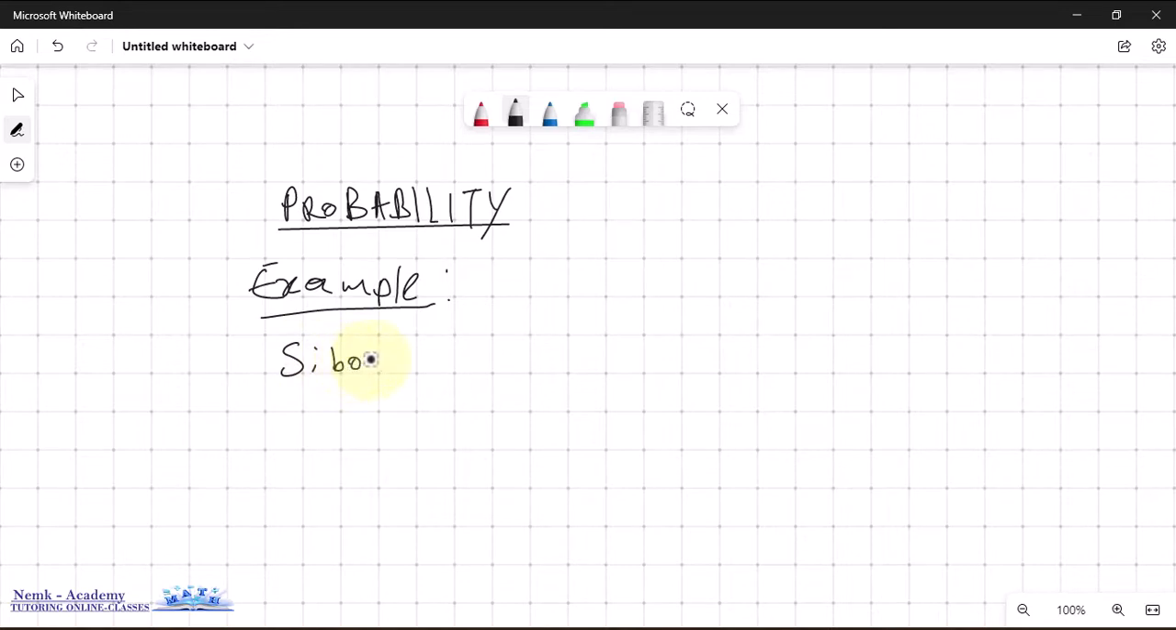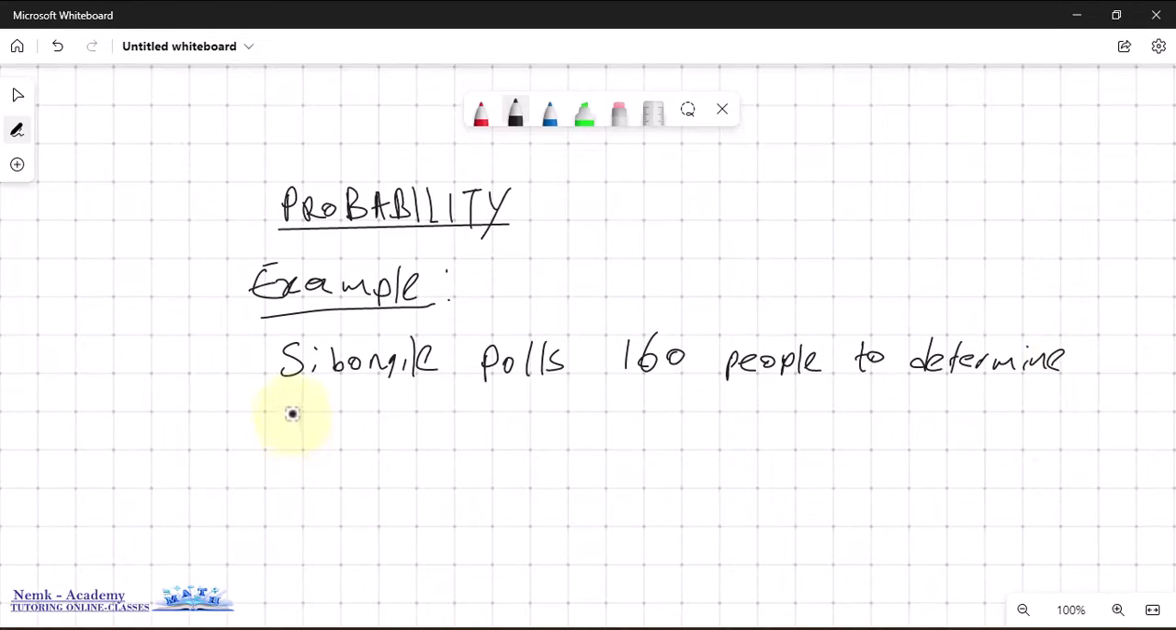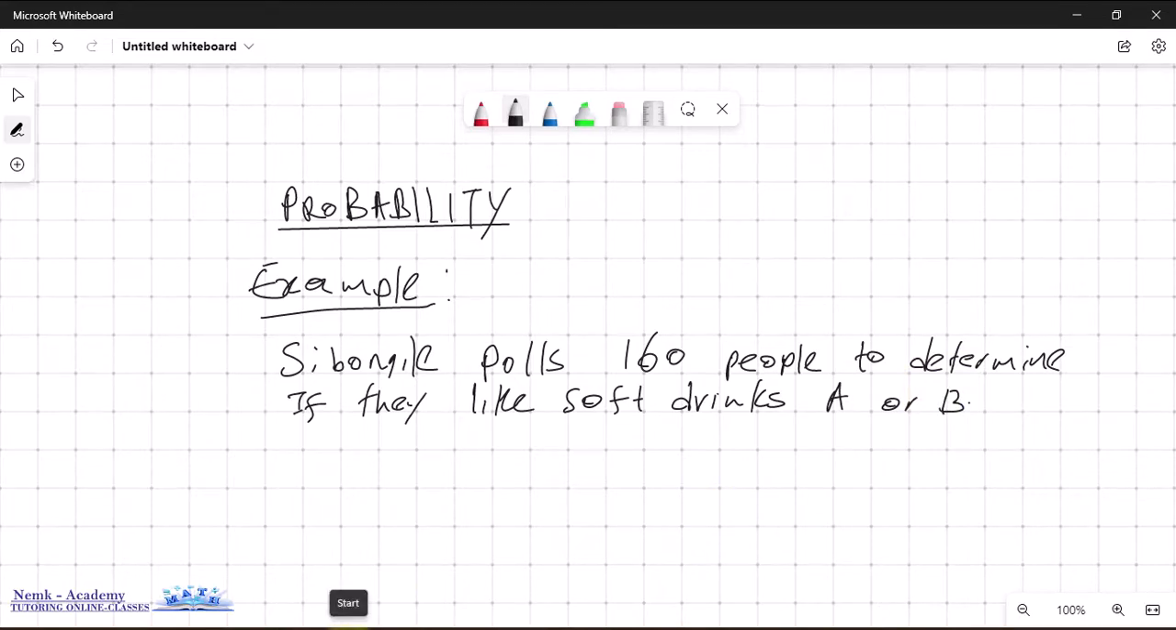Sibongile polls 160 people to determine if they like soft drinks A or B. So it means maybe she was questioning these people.